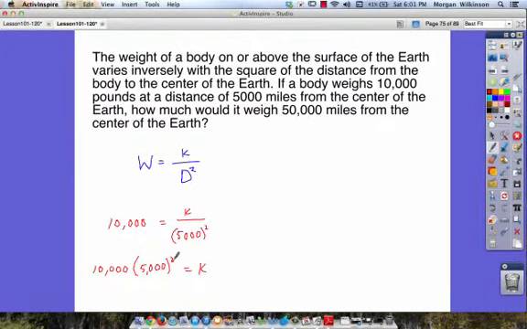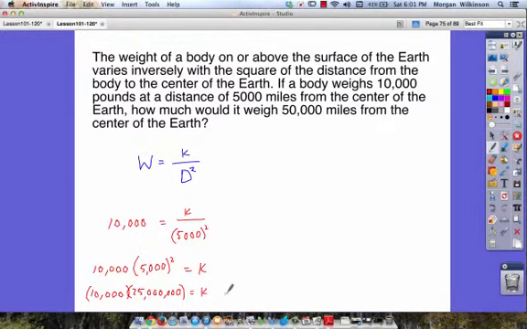Now, 5,000 squared must be 5 times 5, that's 25. And then, well, we're squaring everything, so instead of 3 zeros, we're going to have 6 zeros. So we've got 25 million. And 25 million times 10,000, wow, what a big number. That equals k.